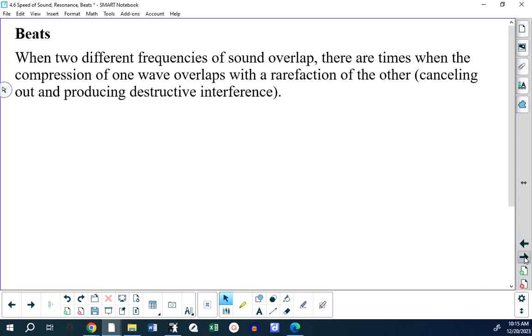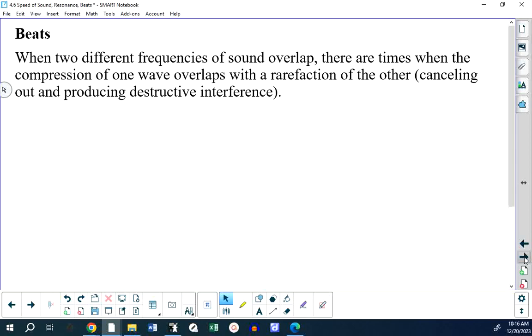So when two sound waves pass through each other, and this is an oversimplification of what's going on, if they have different frequencies, what's going to happen is, as they pass through each other or overlap, there will be places, because they're moving at the same speed but vibrating differently, where the compression of one wave happens momentarily to be on the compression of the other wave. And when that happens, the two compressions increase the wave energy, and we call that constructive interference.